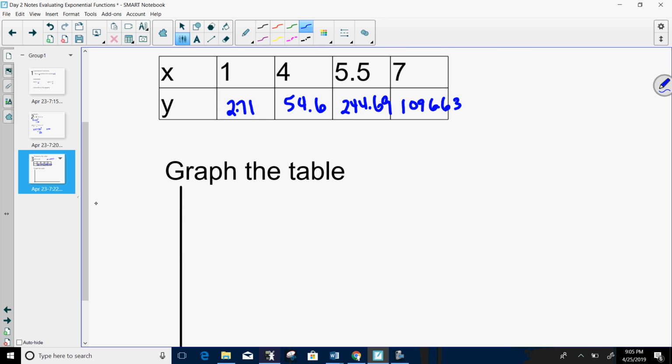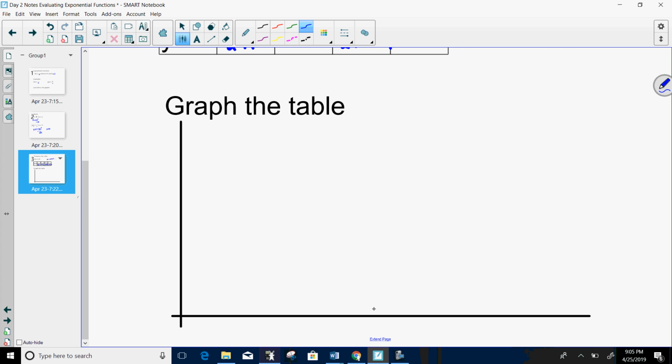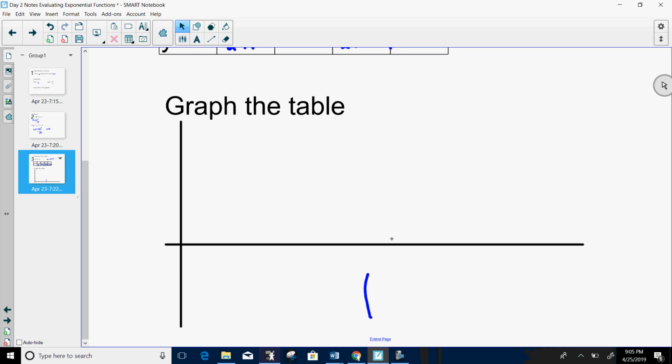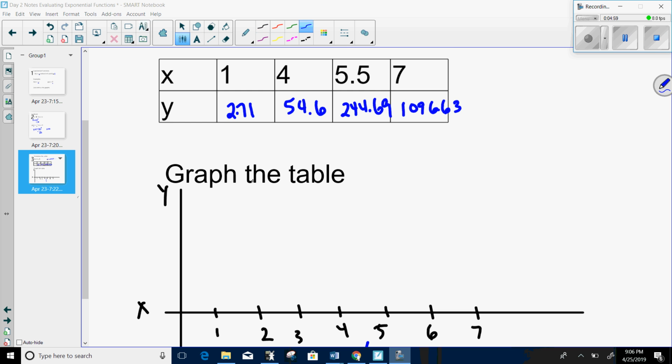Then what you do is you can come down and graph those. Okay? So I have my table. I'm going to move this chart just a little bit. I'm going to move this line up just a little bit so we can see it here. So we'd have x and we'd have y. We have our x value of 1, and we'd have 2, 3, 4, 5, 6, 7. So we're going to graph those values.